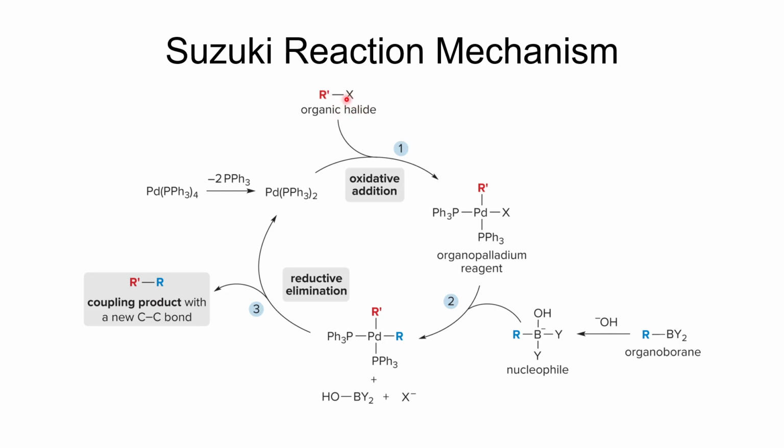So the organohalide will do oxidative addition to our palladium compound. Typically we'll have the palladium with the 4 triphenylphosphines. We'll lose 2 of those triphenylphosphines and we'll get this palladium with 2 triphenylphosphines.